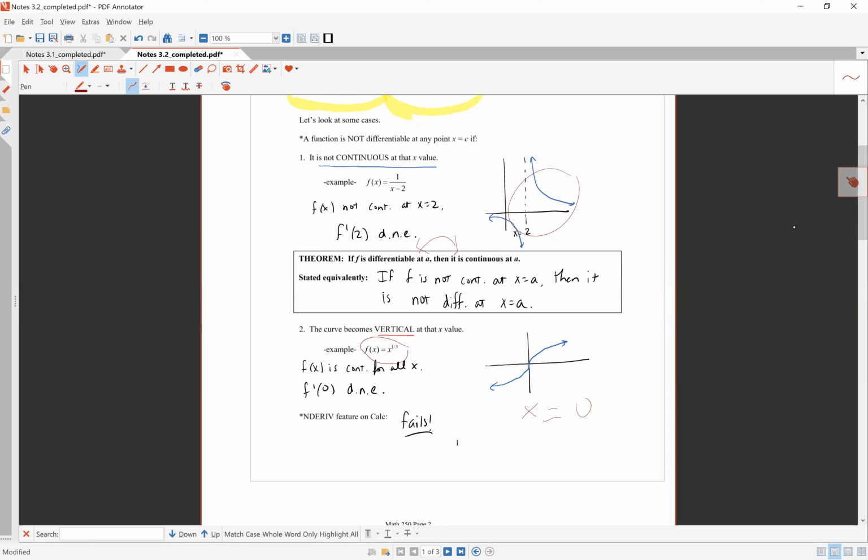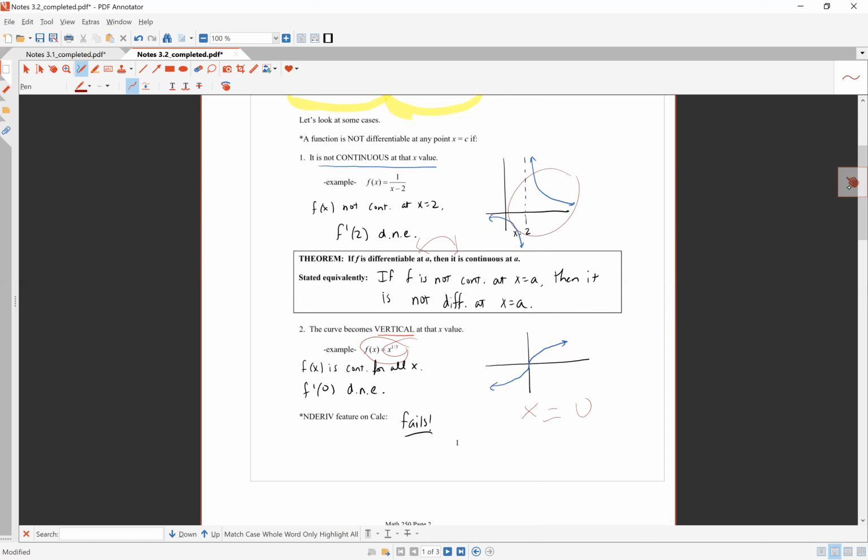Here's another example of a function that's continuous at x equals 0, but it's not differentiable. This is the cube root of x, and what happens is that the slope of the tangent line at x equals 0 is actually infinite. Okay, so the limit from the left, we're not going to prove that, is not the same as the limit from the right. It's continuous at x equals 0, the cube root, but the derivative doesn't exist there.